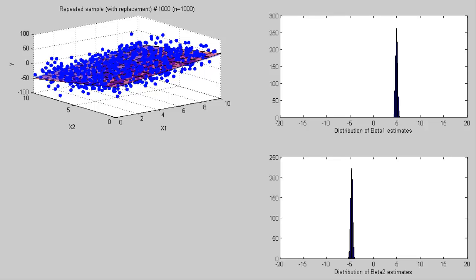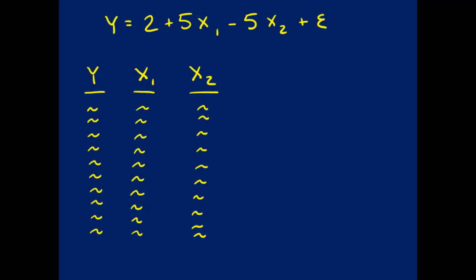So what would it look like if we had biased estimates? Let's look at an example where the estimate for beta 1 will be biased. And the way I'm going to do that is I'm going to introduce a little bit of error into the measurement of x1 values. So let's look at this.